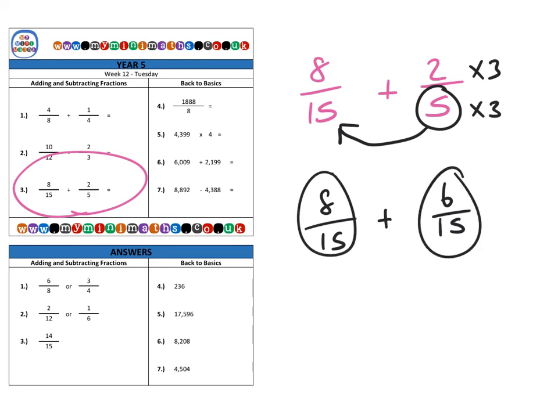We're going to add 6/15 to it. So altogether we have 14/15 as our final answer.